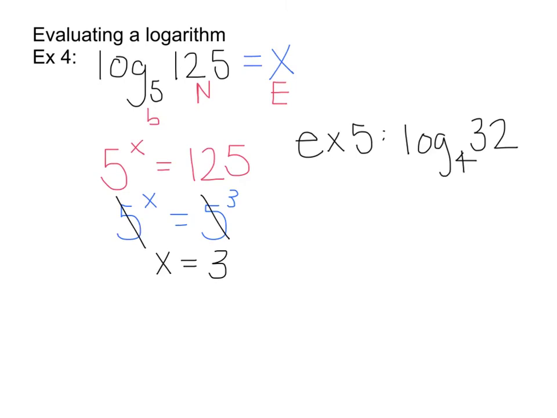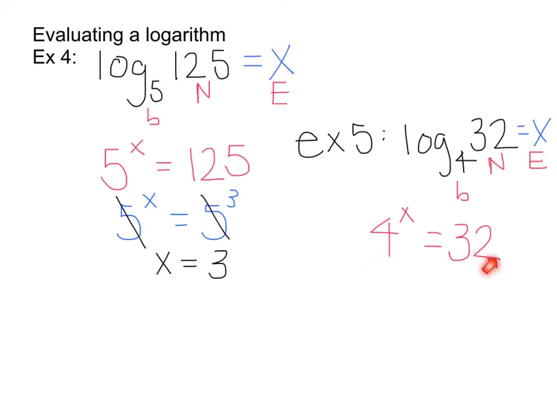Example 5, we have the log base 4 of 32. Again, we're still evaluating it, so since it's missing the equal sign and the other number, we're going to write equals x. So 4 is my base, 32 is my number, x is my exponent. So rewrite it in exponential form, in Ben form. So we have 4 to the x power equals 32. Now if you think, 4 to what power gives me 32? 4 to the second power gives me 16, but 4 to the third power gives me 64. There's no way 4 to any power would give me 32, so we have to change both of our bases.